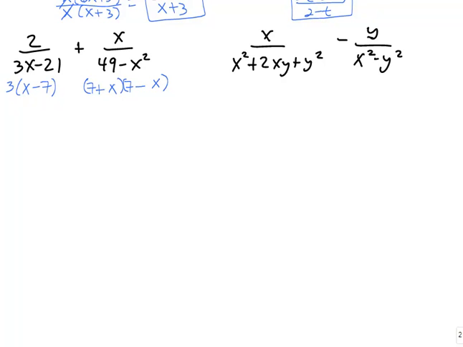So to look at our denominators and try to figure out what a common denominator should be, you have a couple of choices here. Notice that I have a 3 showing up in this first denominator, and that doesn't show up in our second denominator at all. So in our common denominator, we're going to need to have at least that 3 showing up.